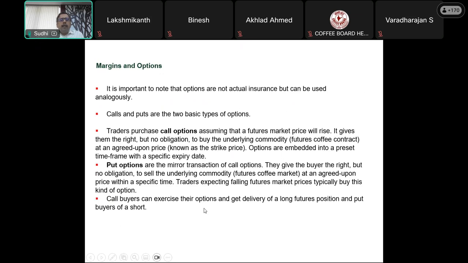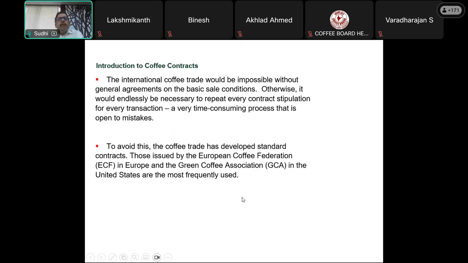And then you have another option called put options, the mirror transaction of a call option. They give the buyer the right but not the obligation to sell the underlying commodity at an agreed upon future price at a specific time. Traders expecting falling future market prices typically buy this kind of option. Call buyers can exercise their option and get delivery of a long position, and put buyers a short one. So that is about the future market.